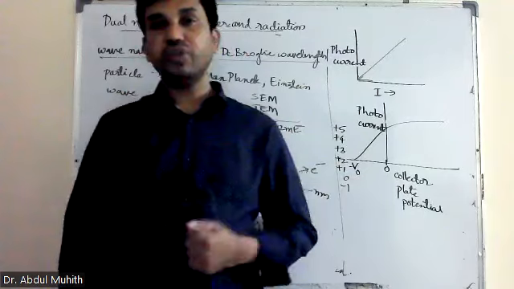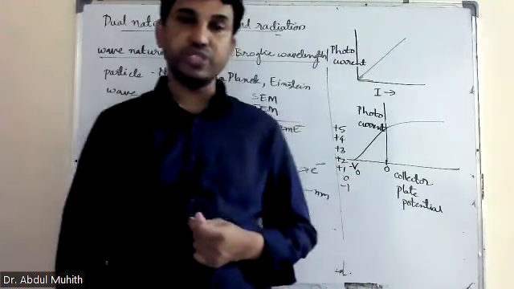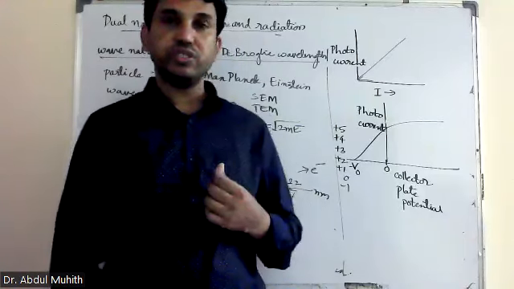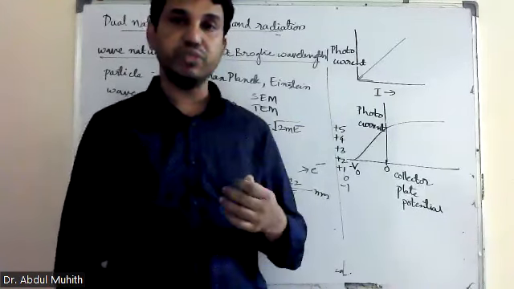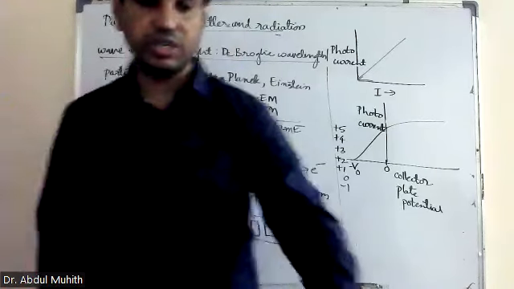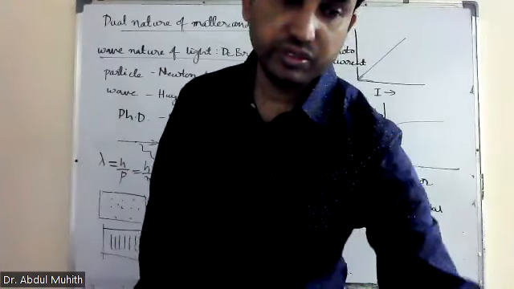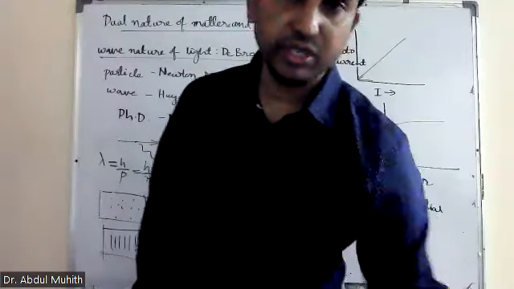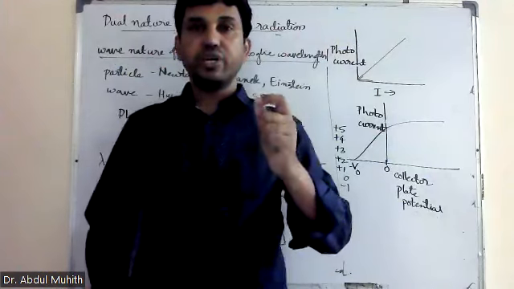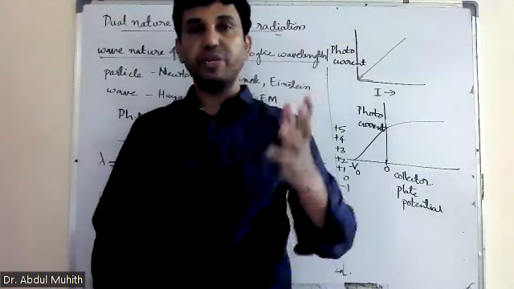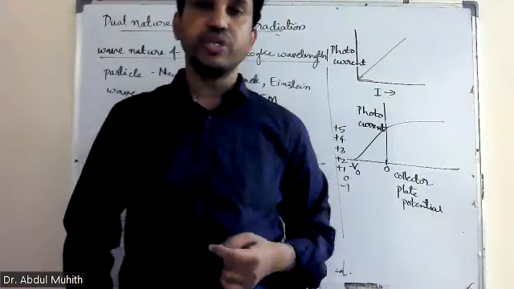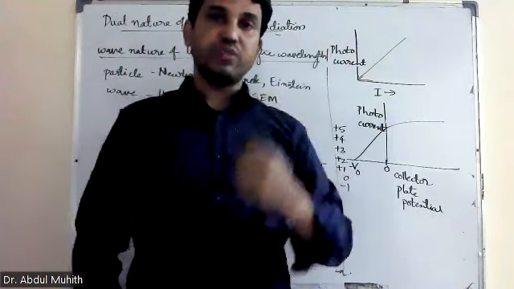Now, next one is what? Threshold frequency. What is threshold frequency? Threshold frequency means the minimum frequency for which electron emission takes place. It is the frequency of incident radiation for which electrons start coming out or emitting out of the photosensitive surface.